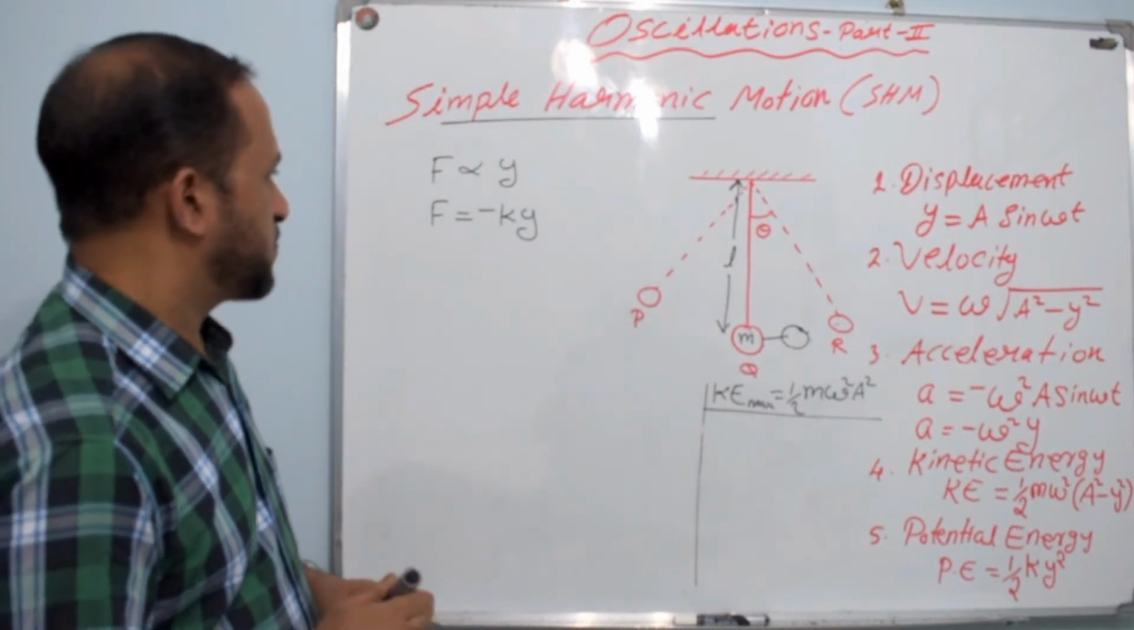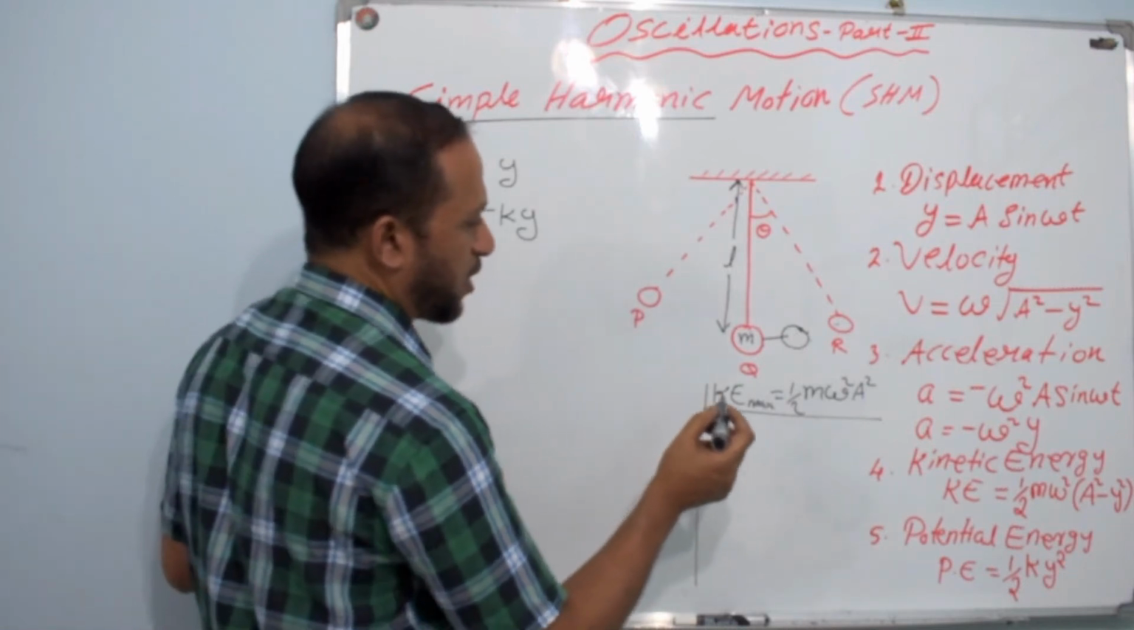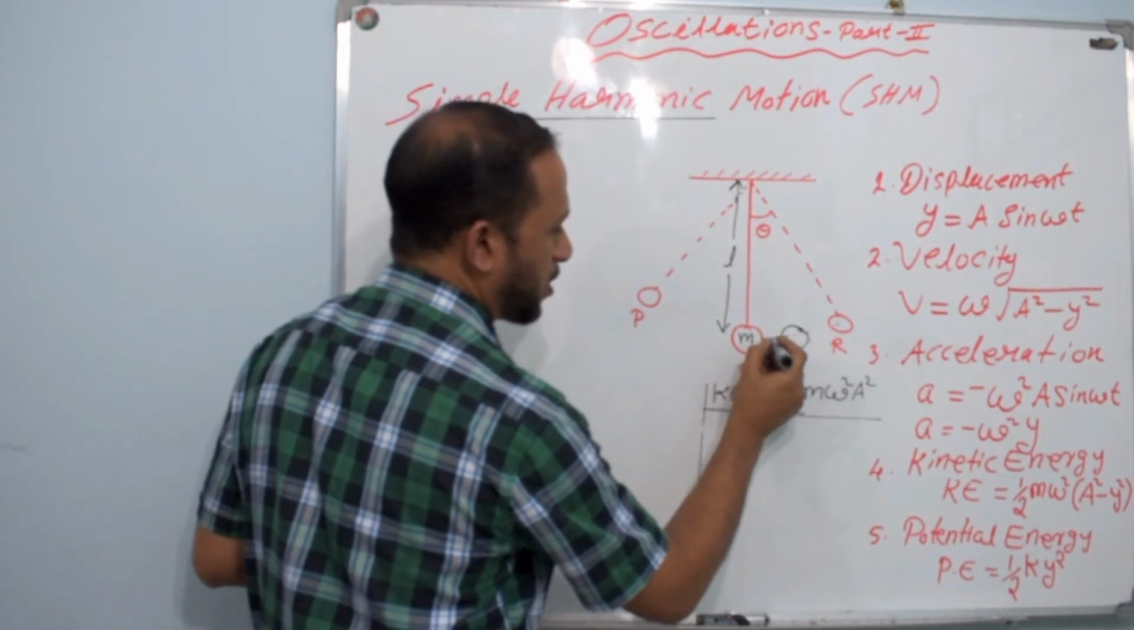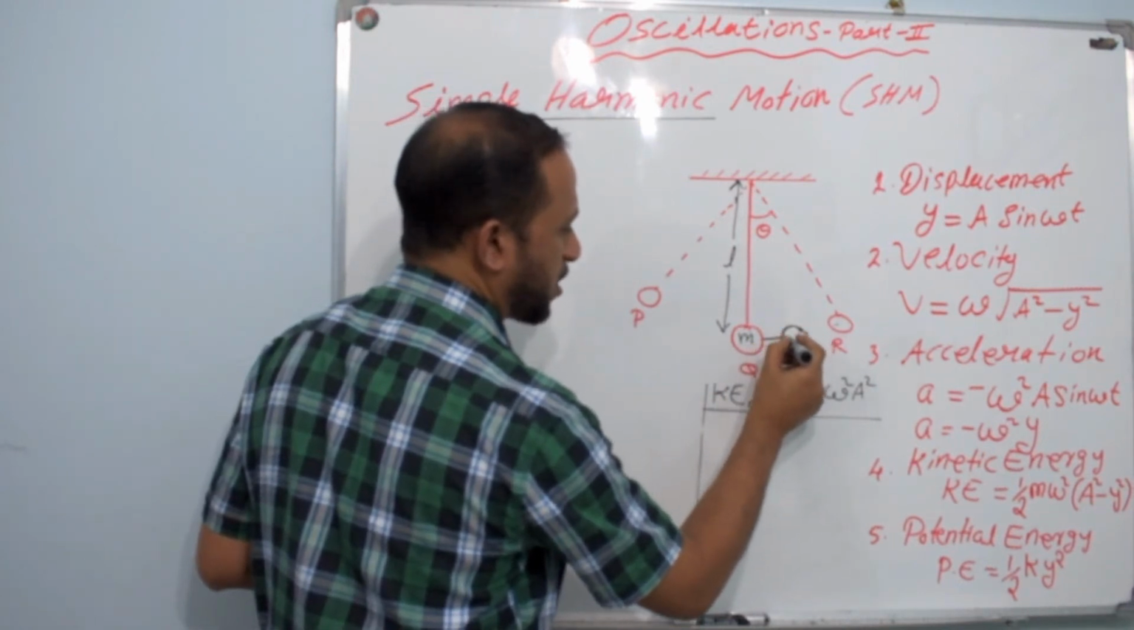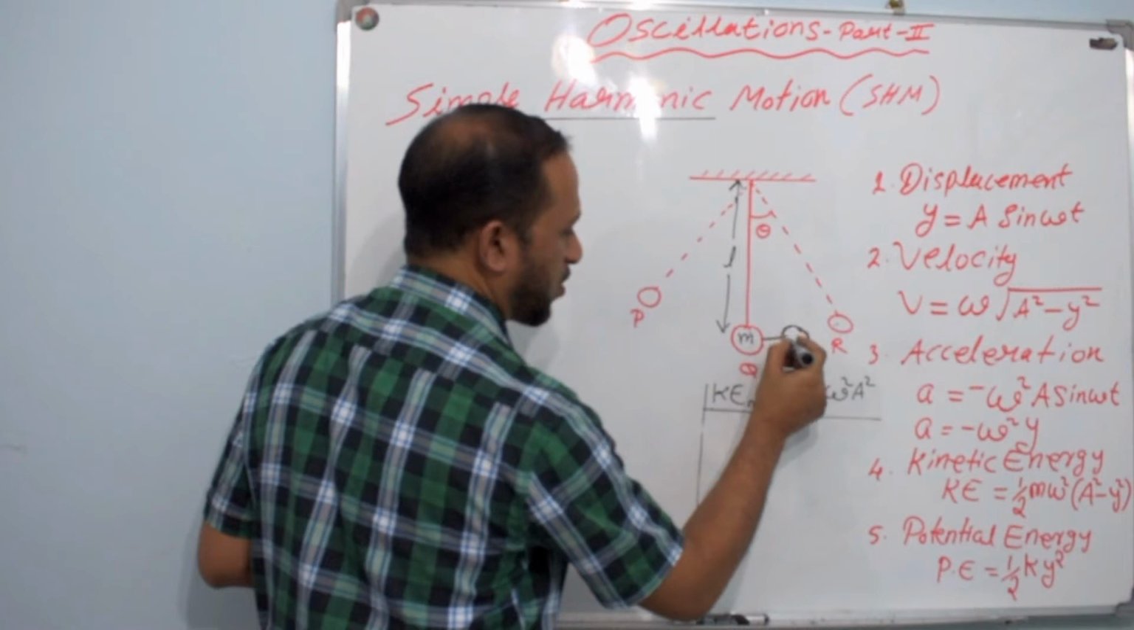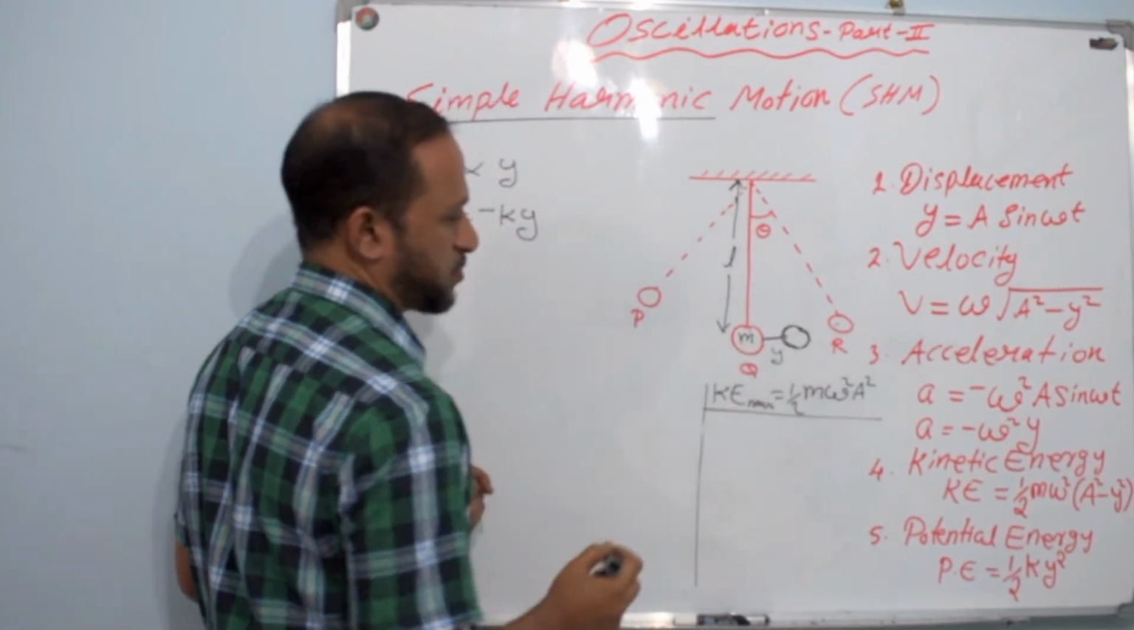Now we have to derive an equation for the fifth quantity, that is potential energy. So for that purpose, suppose first of all I am displacing the bob through a small distance, a small displacement y from the mean position.